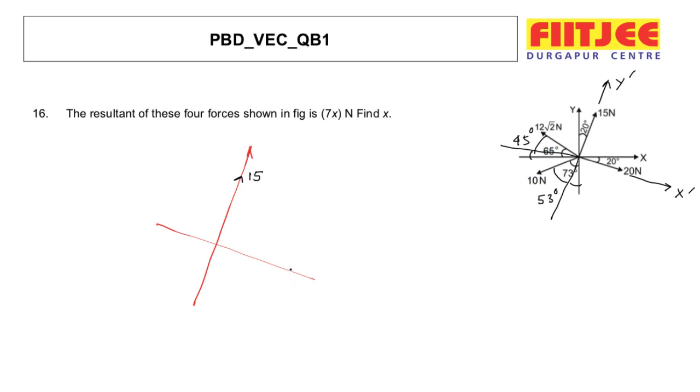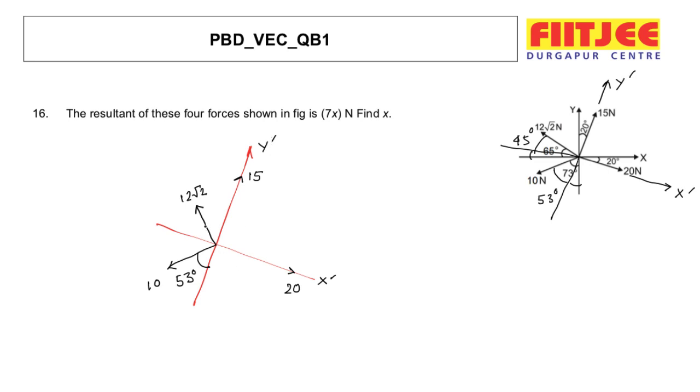Along this line a force is 20 Newton. Along this line at an angle 53 degree, we have a force of 10 Newton. This angle is 53 degree, and at angle 45 degree there is a force of 12 root 2 Newton, right? So now I can find the component of all these forces along this x prime and y prime axis. Now it is pretty simple.